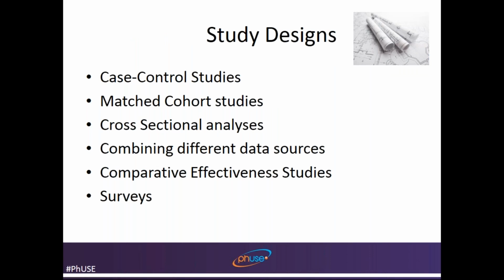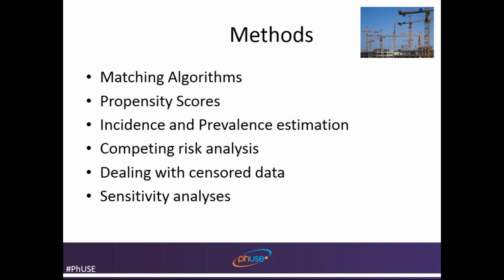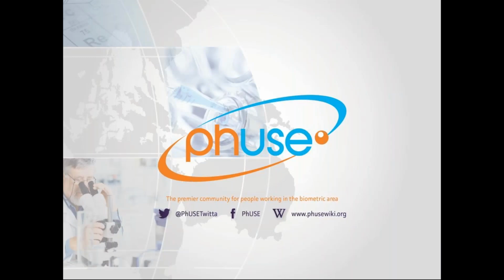Also, we'd like to see any case control studies, cross-sectional analysis, comparative effectiveness studies, surveys, etc. And this is the last slide. If you have any work on matching algorithms, propensity scores, competing risk analysis, please let Berber and me know. Okay? Well, that concludes the real-world evidence presentation, and now I'm going to hand it over to Michael.